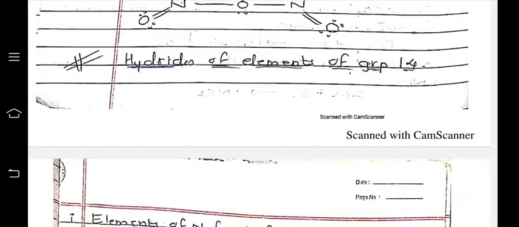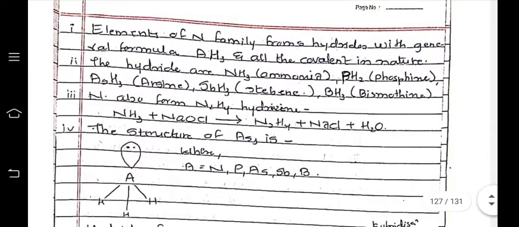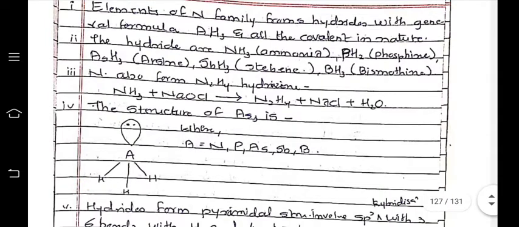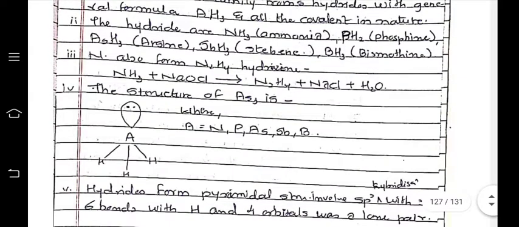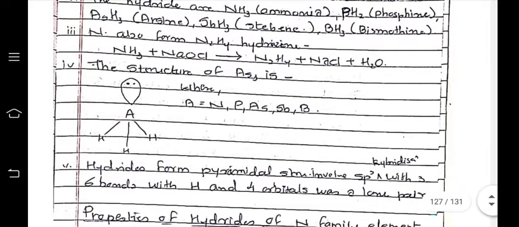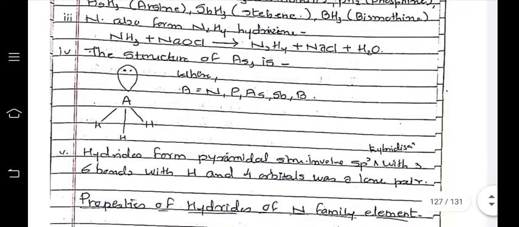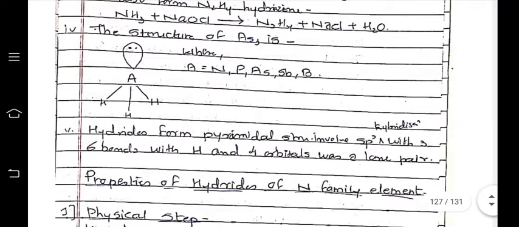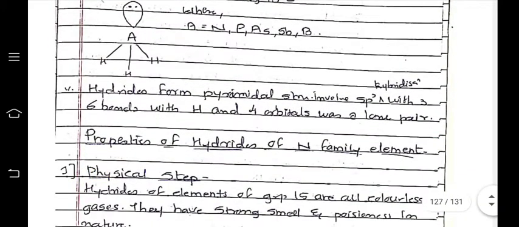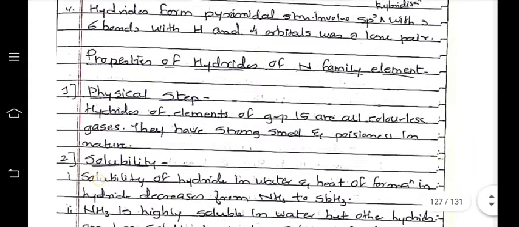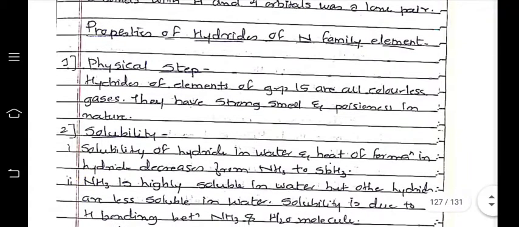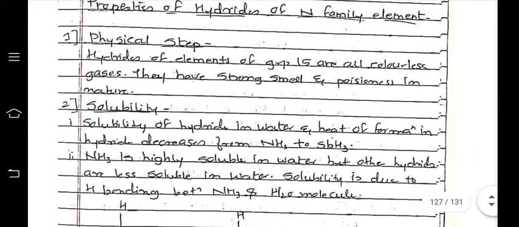Hydrides of elements of group 15. Elements of the nitrogen family form hydrides with the general formula AH3, all covalent in nature. The hydrides are NH3, PH3, AsH3, SbH3, BiH3, and nitrogen also forms the hydride N2H4. Structure of AH3: nitrogen, phosphorus, arsenic, Sb. Hydrides form a pyramidal structure with sp3 hybridization, with 3 sigma bonds with hydrogen and a lone pair in the fourth hybrid orbital. Properties of hydrides of nitrogen family elements.